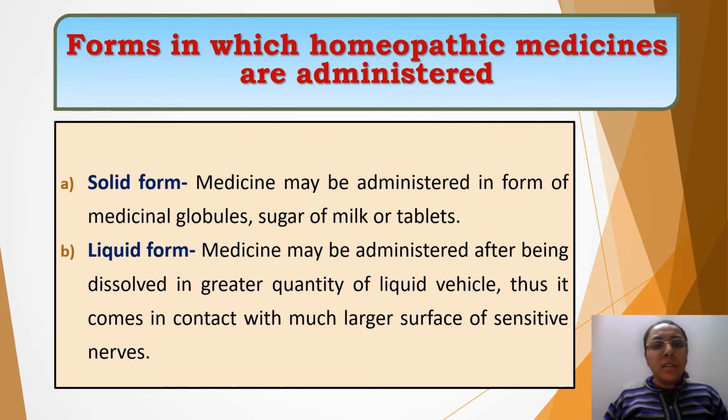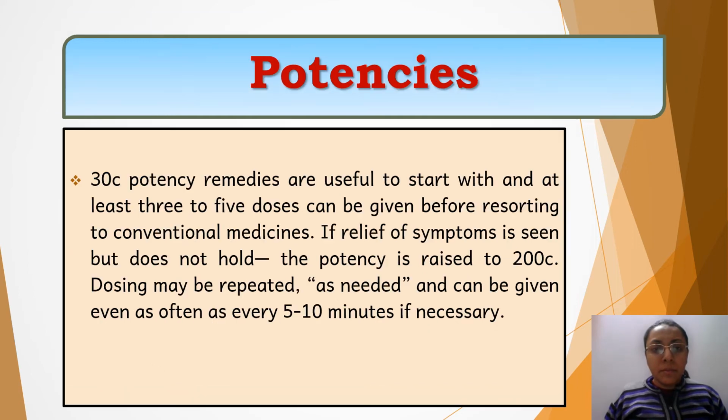Now, medicines can be administered in solid form and liquid form orally. In solid form, they can be given in the form of globules, sugar of milk or tablets, and in liquid form, they can be administered after being dissolved in some quantity of liquid vehicle so that it comes in contact with much larger surface of the sensitive nerves. Potencies are selected as per the condition of the person or patient.